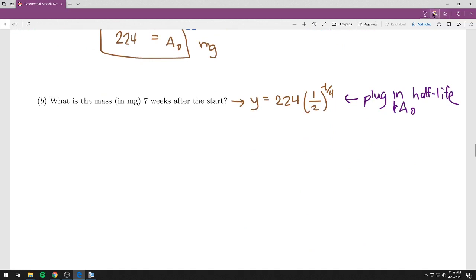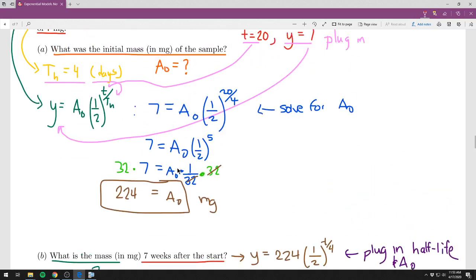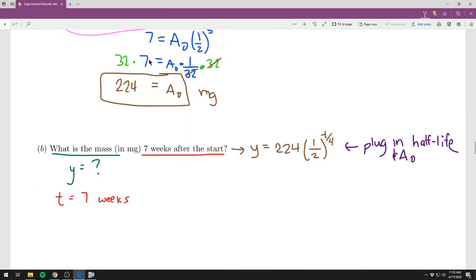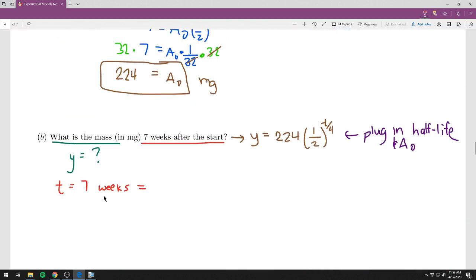So that's what we're going to use, and now we need to interpret the question to see what it's asking. What is the mass? Well, the mass is represented by y, so it's asking what is y, and we're told the time to plug in is 7 weeks. Right, but you do have to be careful here because our problem, the time is in days. The half-life is 4 days. So we have to change this into days because that's already what the units in the problem are.